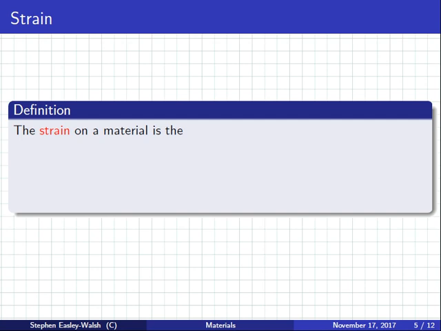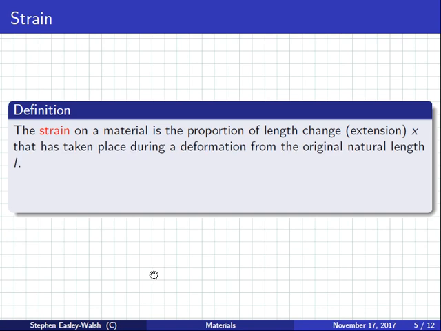Continue? Does anyone know strain? We just did stress. Force over area was stress. So what's strain? Does anyone know this one? Strain on the material is the change in length that's taken place compared to the original length. In other words, mathematically, it is simply the extension over the natural length. That is the strain. The extension over the natural length is the strain.